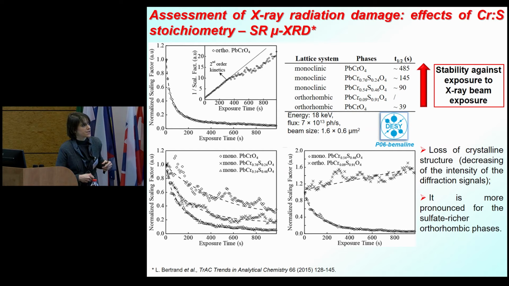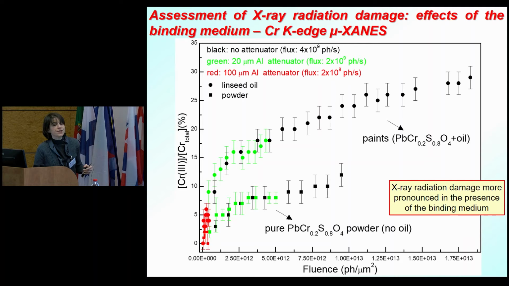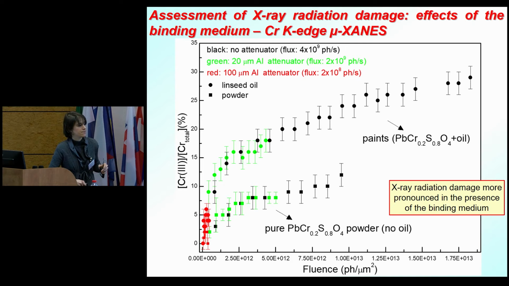We have also evaluated what happens in presence and in absence of the binder, and we can clearly see that the reactivity and the instability under the exposure to the X-ray beam is more pronounced when the pigment is mixed with oil. So when you are approaching an experiment, it's relevant not only to evaluate which kind of inorganic pigment you are studying, but also to prepare samples that are as similar as possible to the painting that you want to study. Because you can clearly see that if you study only the powder, the system is more stable.